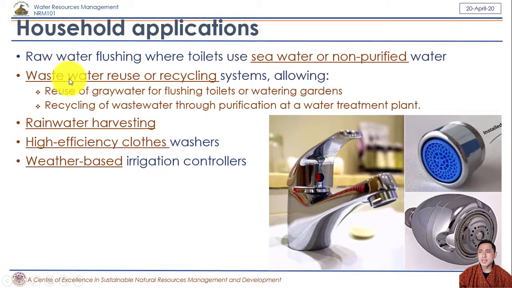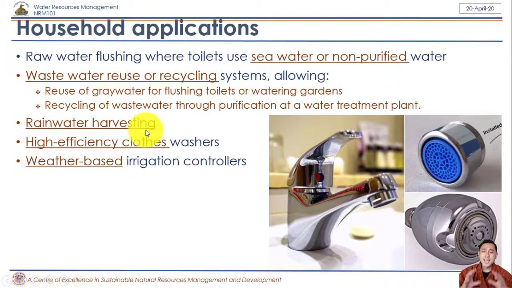We can also have a wastewater reuse and recycling system, whereby, like I just said, gray water that comes from washing of dishes, washing of vegetables, cloth washing, laundry washing, can actually be used for flushing of toilets, and if possible for watering gardens and outdoor lawns. Recycling of wastewater, this gray water or some wastewater, can be purified and treated through treatment plants and can be reused. So this kind of thing can be done at household level.